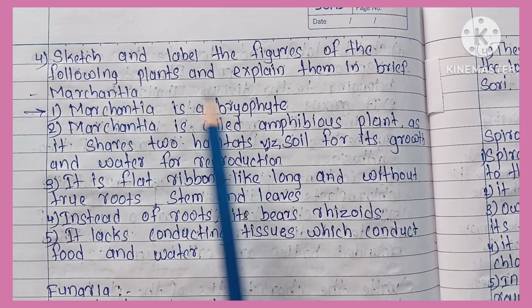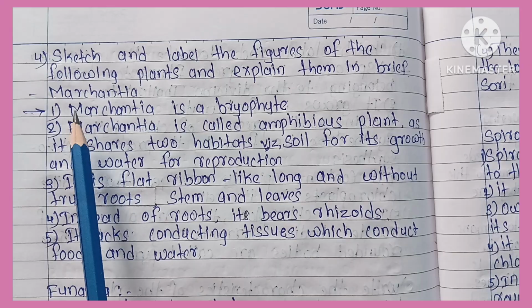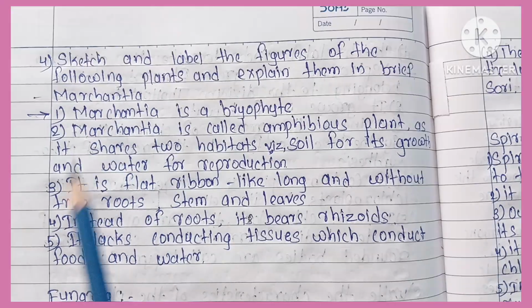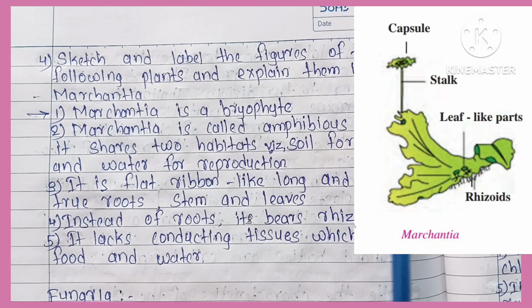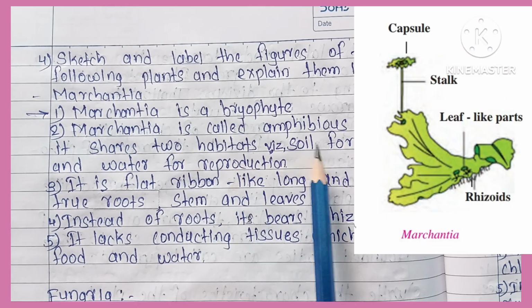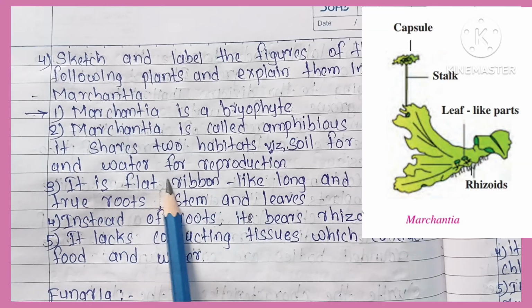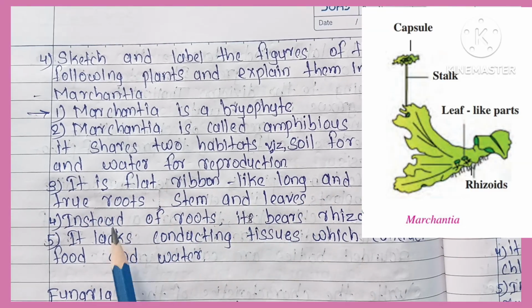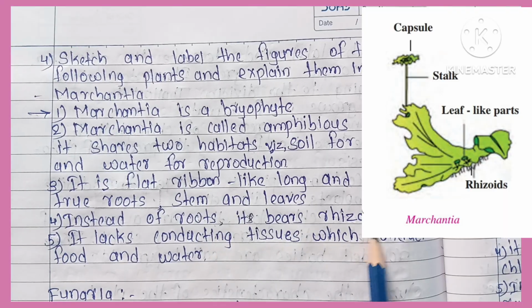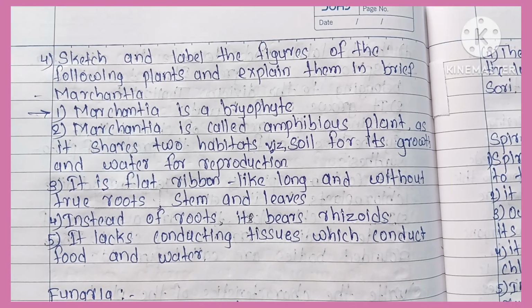Next question, sketch and label the figure of the following plants and explain them in brief. First, Marchantia. Marchantia is a bryophyte. Marchantia is called amphibious plant as it shares two habitats, soil for its growth and water for reproduction. It is flat ribbon-like, long and without true roots, stem and leaves. Instead of roots, it bears rhizoid. It lacks conducting tissues which conduct food and water.